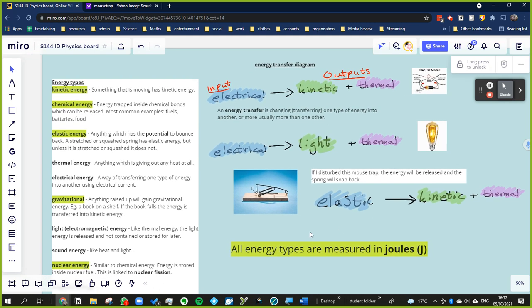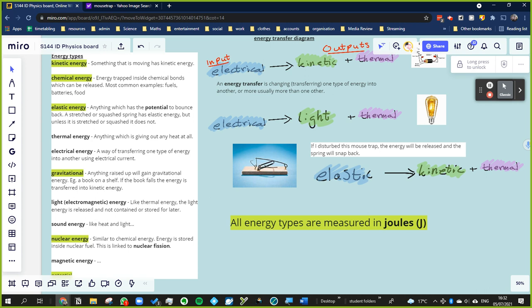That would have elastic energy. If it's not stretched, it doesn't have elastic energy, even if it could be stretched. It only has elastic energy once you have stretched or squashed it. Thermal energy, anything that gives out any heat is giving out thermal energy. Thermal energy is heat.